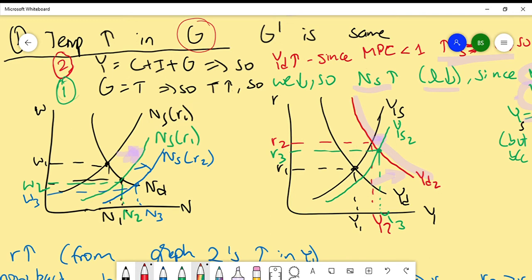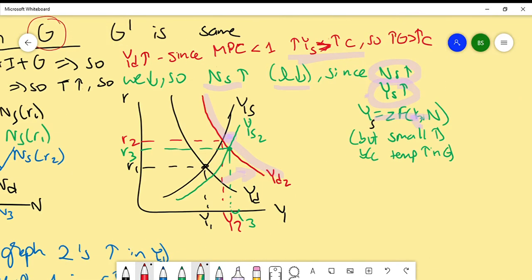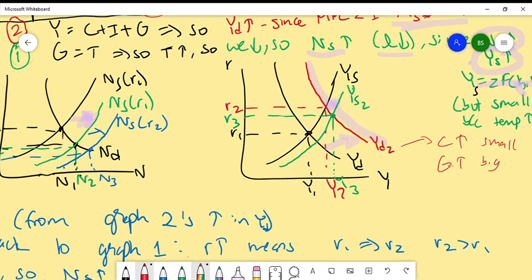And so as a result, YD would increase. And this YD increases both from C increasing and G increasing. But this is a big effect, and this is a small increase. But both of them are increasing. That's the point that I'm trying to make.